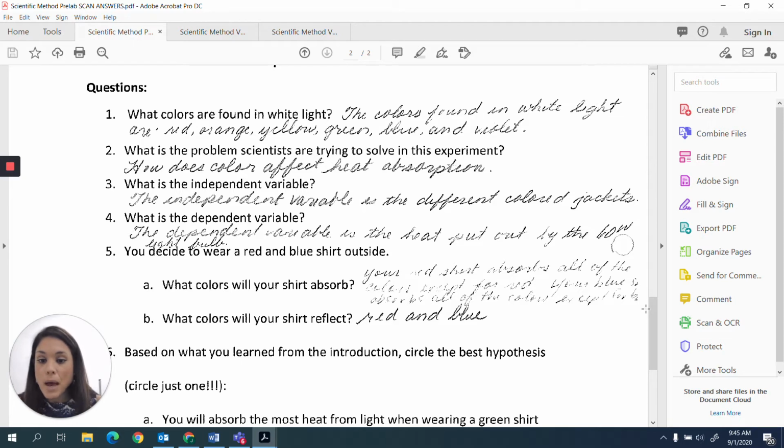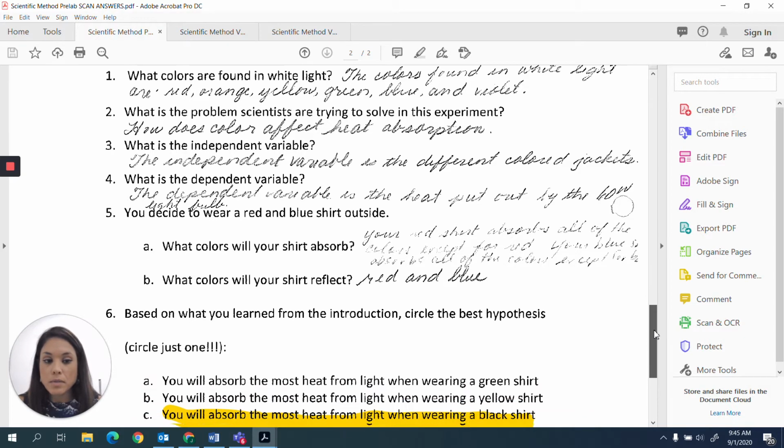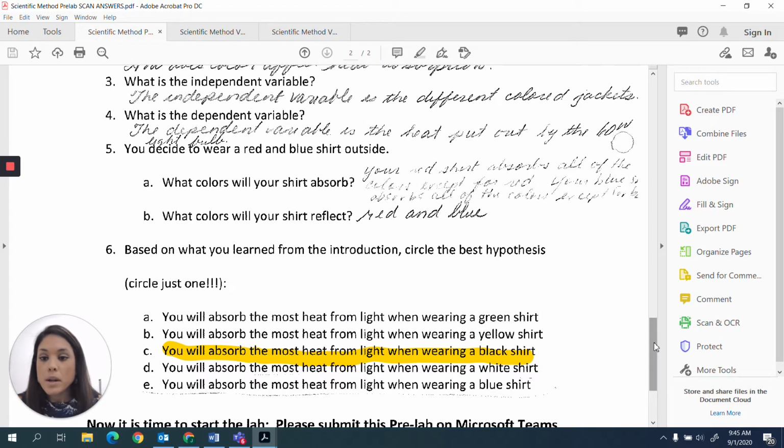What is the independent variable in this experiment? The independent variable is the different colored jackets. What is the dependent variable? The dependent variable is the heat put out by the 60-watt light bulb. So you guys remember, each chamber you put the various colored jackets in, the heat didn't change.